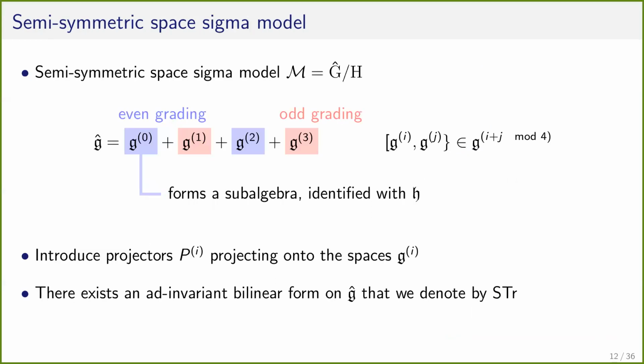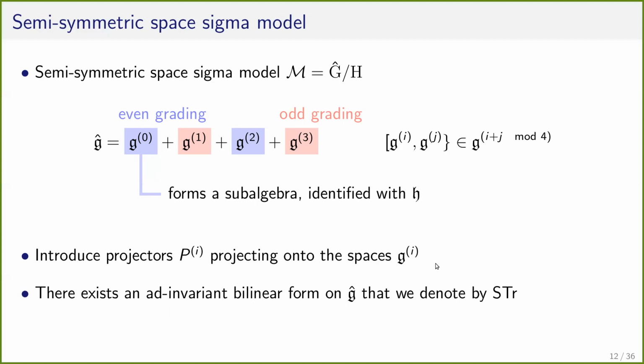So the semi-symmetric space sigma model is a sigma model on a semi-symmetric space. So namely the quotient of a Lie supergroup by a Lie group, where the Lie supergroup has a Lie algebra with Z4 grading. So you have g0 and g2 that are the elements with even grading. So this in physical terms would be your bosonic generators. And then you have g1 and g3 that are your elements with odd grading. So these would be your fermionic generators. The Z4 grading is compatible with the commutator, and g0 forms a subalgebra that is identified with the Lie algebra of the Lie group H.